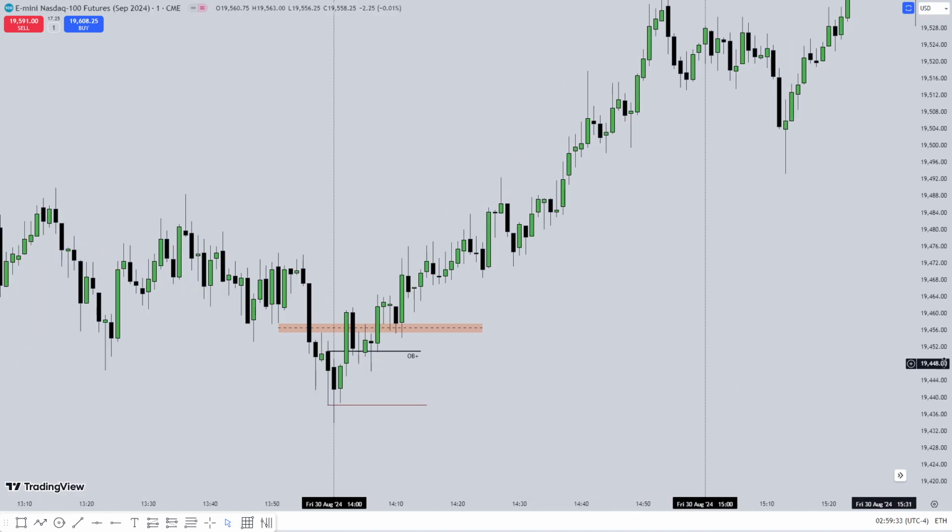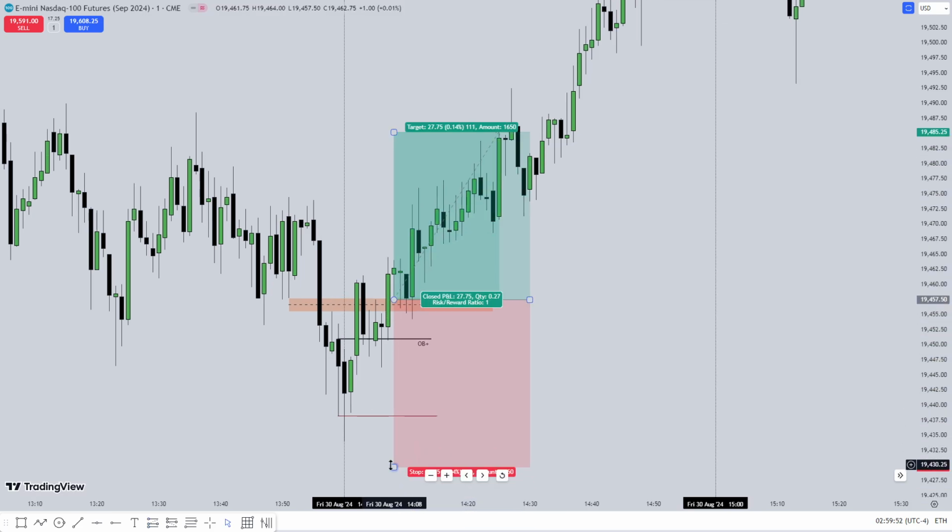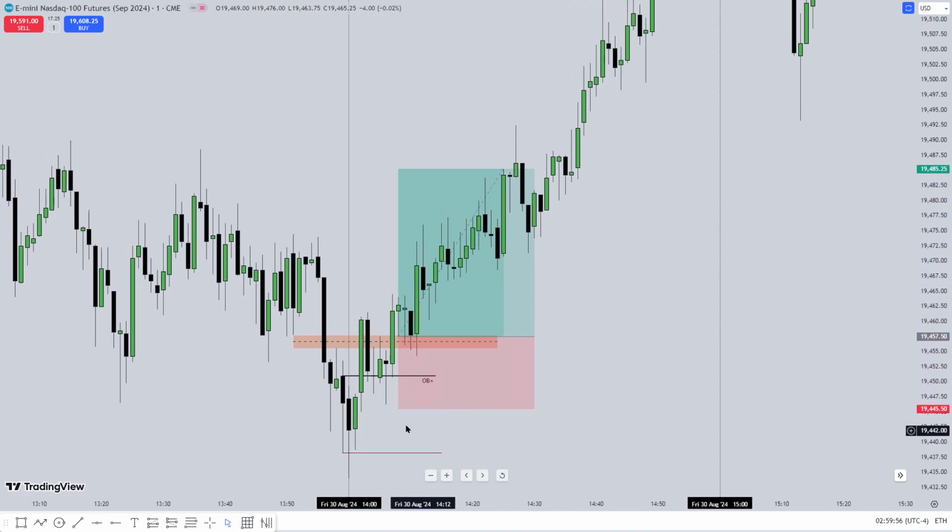Okay, so this is the inversion. Market closed above it, came back to the order block, again moved upside, closes above it, touches it. You can enter here. You can enter here. What can you put as stop loss?